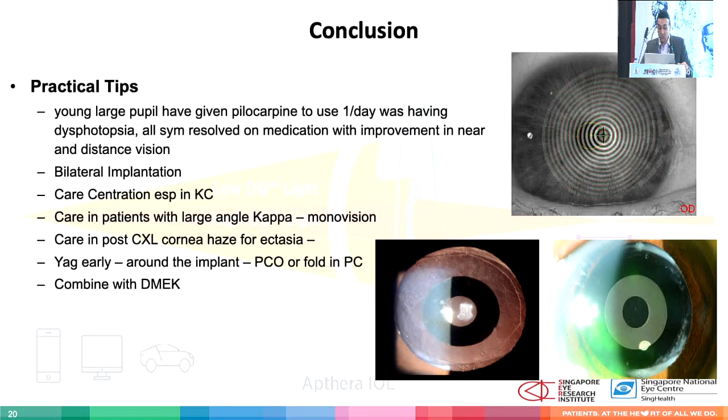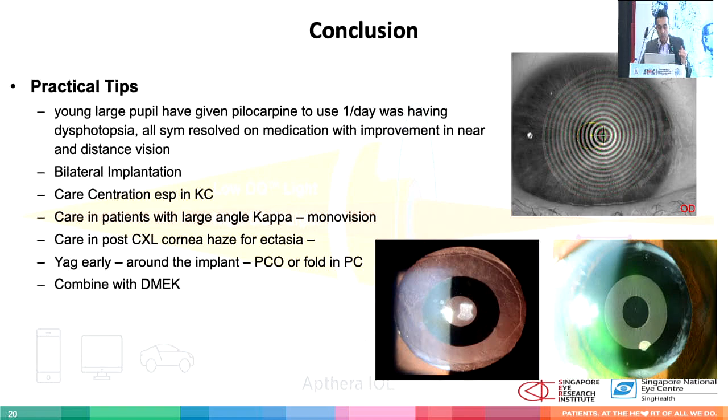Just a few tips: if you do use it in younger patients, you may need to give them pilocarpine because sometimes the pupil dilator will go beyond the area of the mask, and they'll get issues with glare and halos. Some of my younger patients use this once or twice a week to bring the pupil down. I don't do bilateral implantation. Bobby does have a paper on this because of the reduction in contrast.